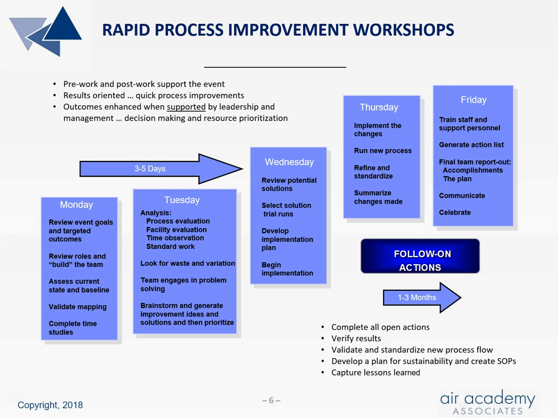At the end, a follow-on action list is generated and approved. Typically, this list includes placing the process in control so the gains can be sustained. We want to validate and standardize our new process flow, develop a plan for sustainability, and create SOPs. We want to capture lessons learned. When the follow-on actions are not completed accurately and timely, the process improvements can suffer.